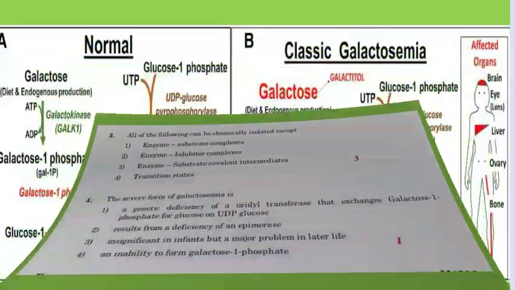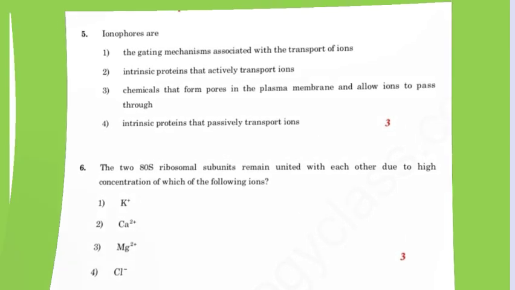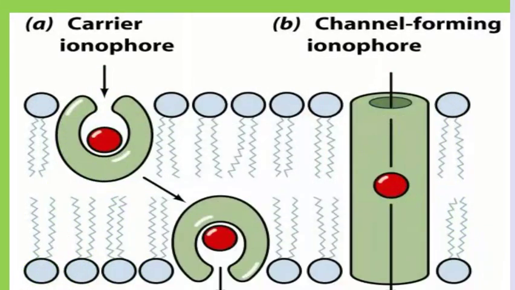Then the next question: ionophores are. Ionophores are chemicals that form pores in the plasma membrane and allow ions to pass through. Ionophores are lipophilic chelating agents that transport cations across the phospholipid bilayer and form complexes with monovalent cations such as sodium ions and calcium ions, and cross the cell membrane and enter the cell via the ion transport system in exchange for hydrogen ions and potassium ions.